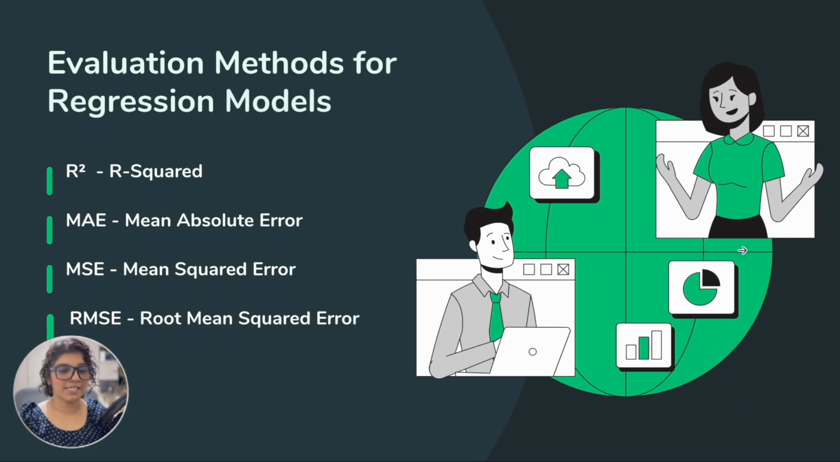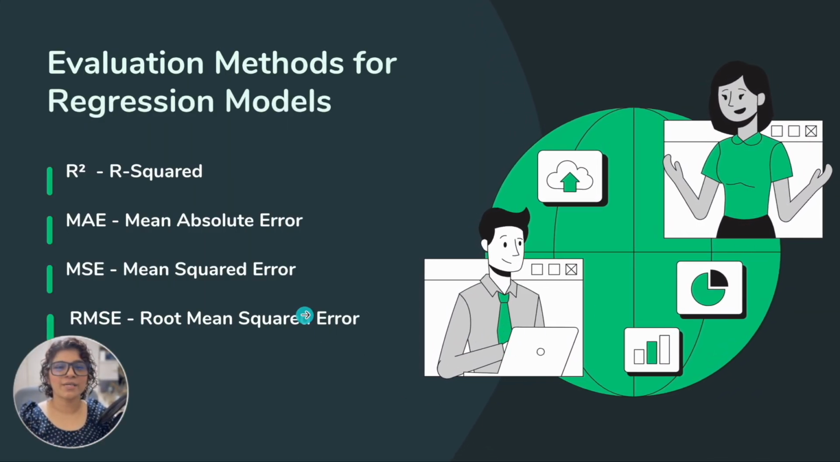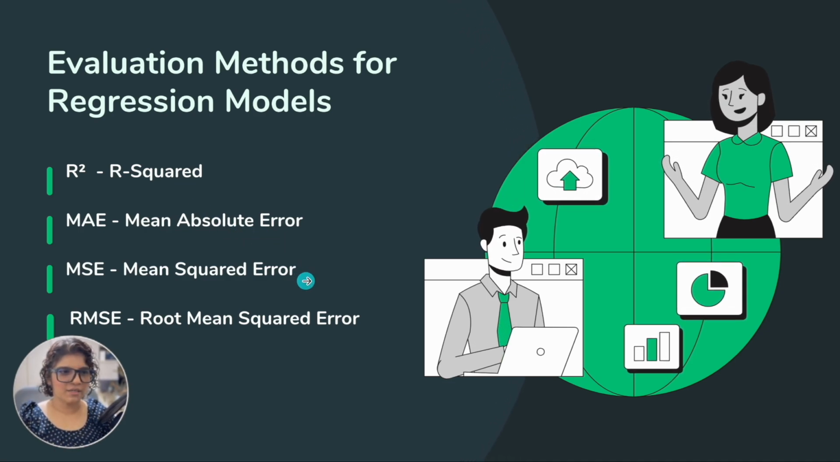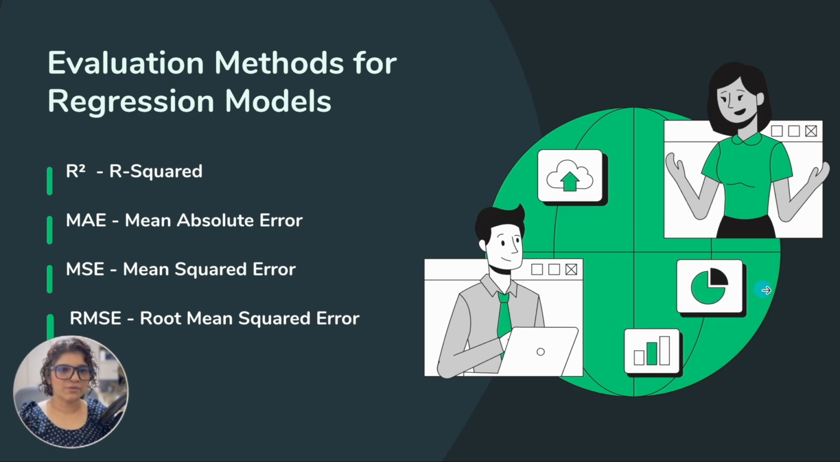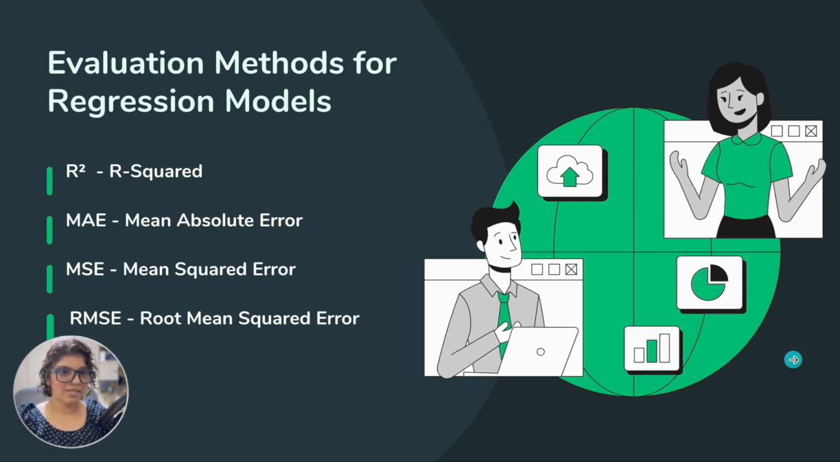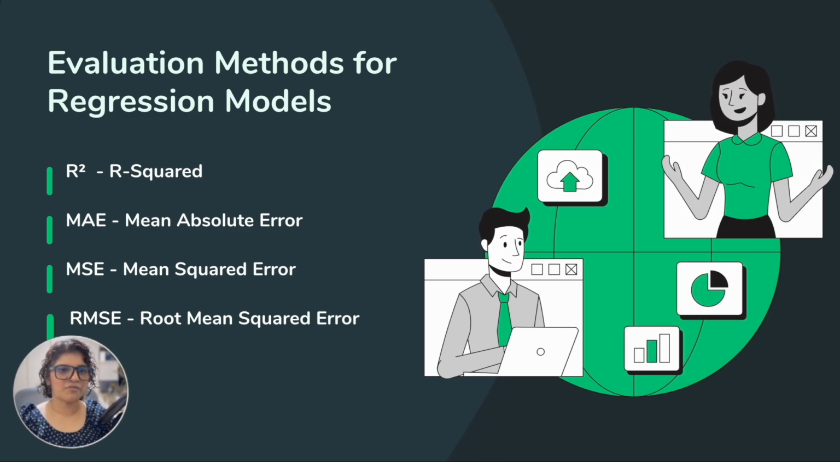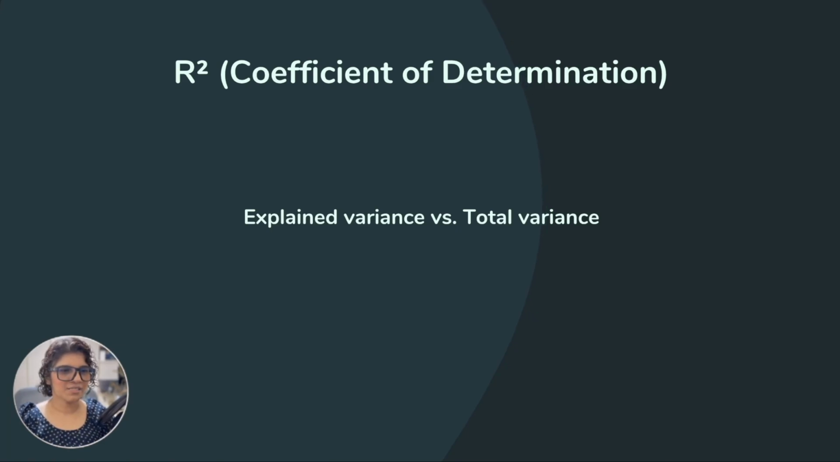Now that we have trained our linear regression model, it's important to evaluate its performance. Let's go over some common metrics: R square, mean absolute error, mean squared error, root mean squared error. These metrics help us understand how well our model is making predictions and how far off our predictions are from the actual values. R square or R2 measures how well our model explains the variability of the target variable. It ranges from 0 to 1, where 1 means the model perfectly predicts the resale price and 0 means it doesn't explain the variance at all.